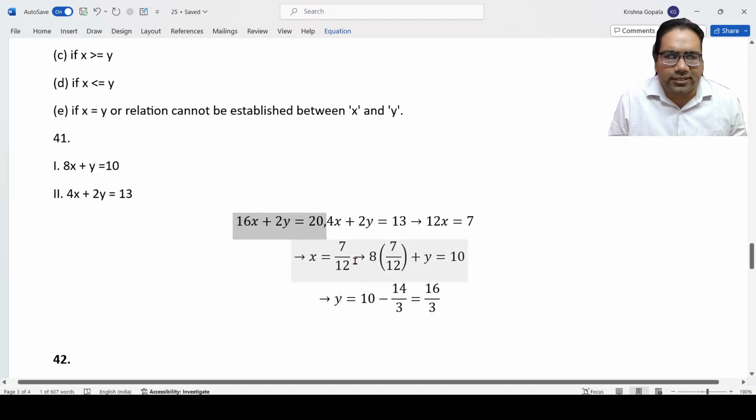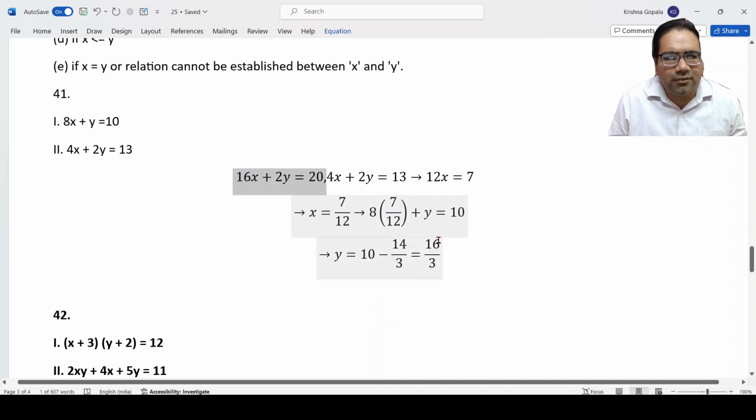Okay, we understood what x is. Let's pick this x and substitute it in the first equation to get y. 8 into x, 8 into 7 by 12, plus y equal to 10. 8 into 7 by 12 is 14 by 3, right? So y equal to 10 minus 14 by 3, equal to 16 by 3.